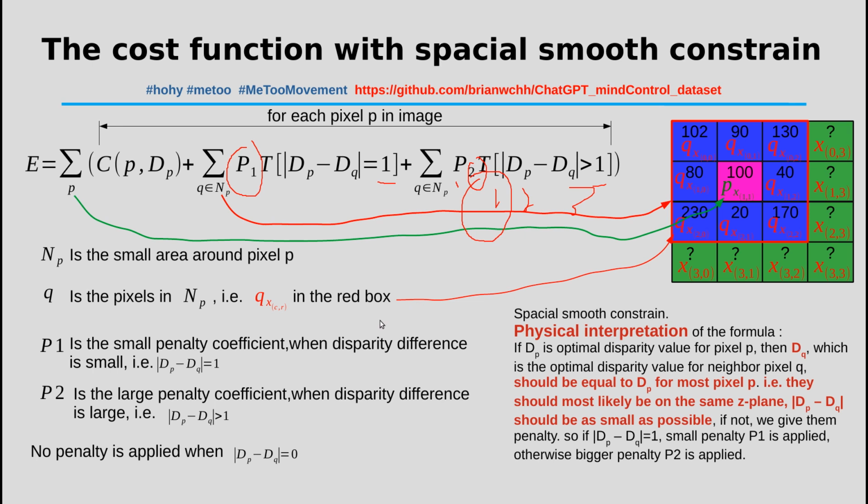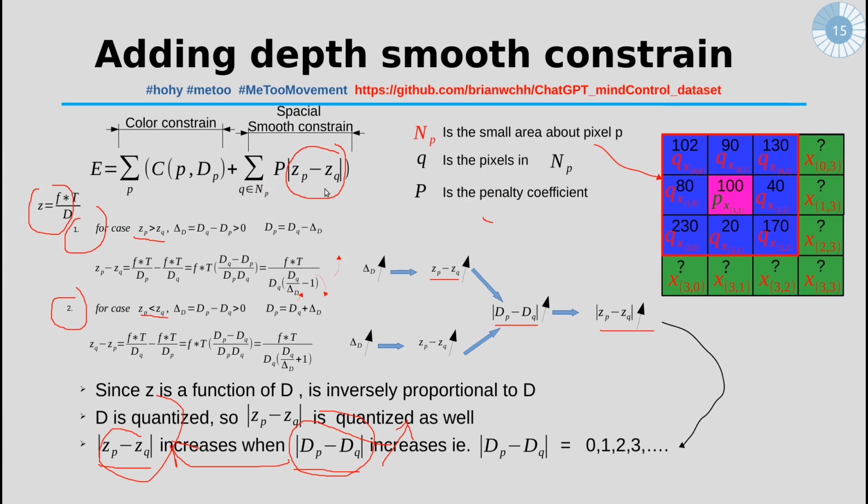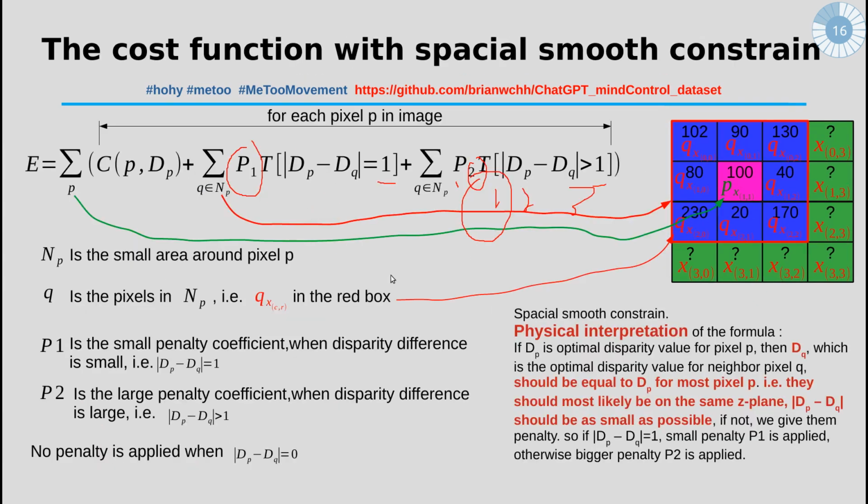So I think it's quite straightforward to understand this spatial smooth constraint, and because it's quantized, we can write it in this quantized way. First, if the disparity difference is 1, we give it a smaller penalty, and if greater than it, P2, a much bigger penalty.